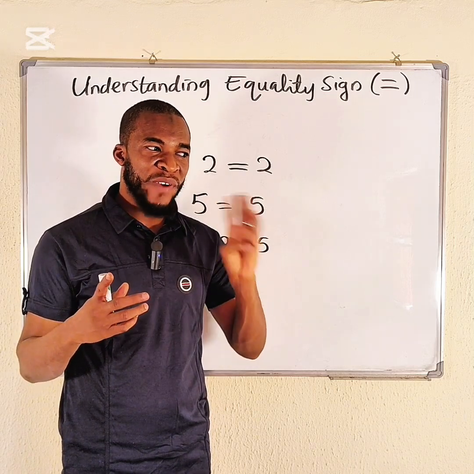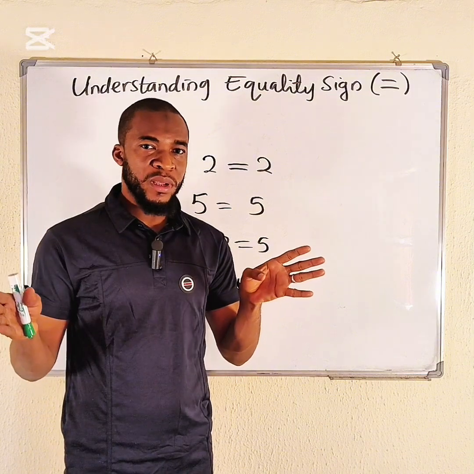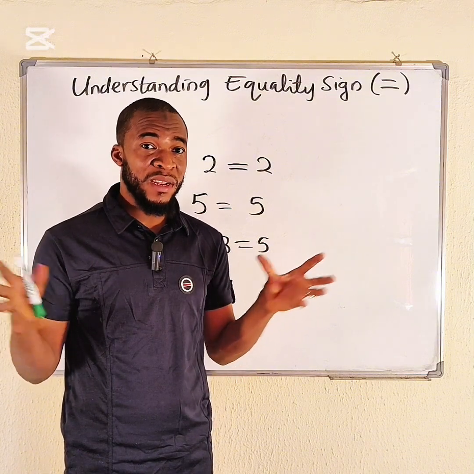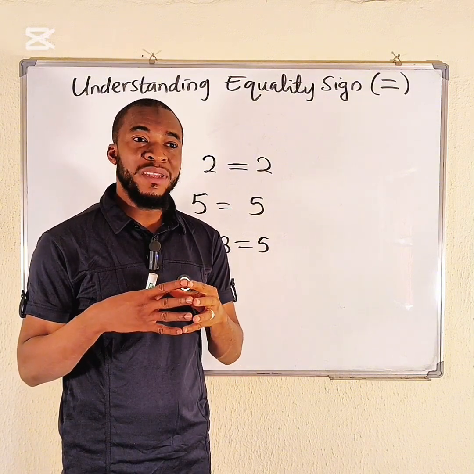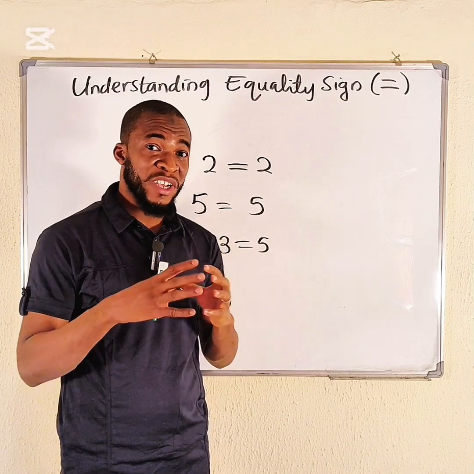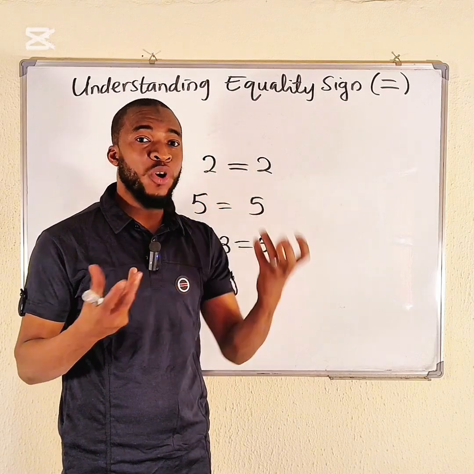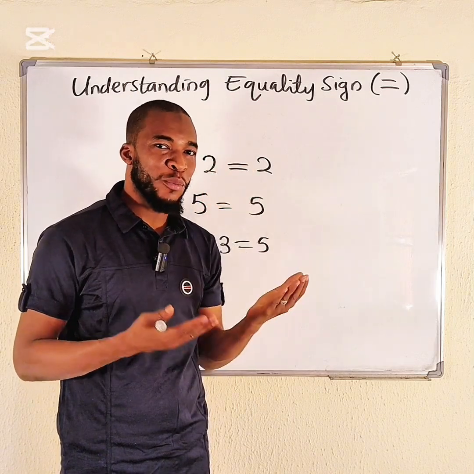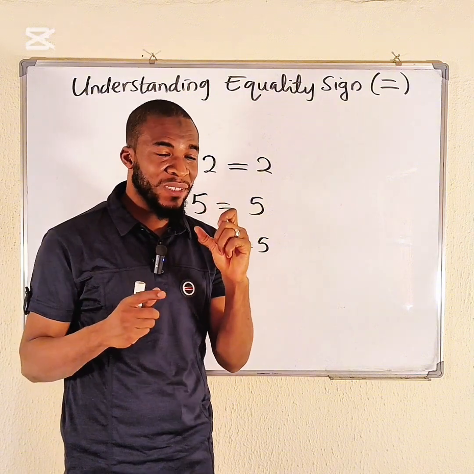If you have 5 boys in a classroom with 5 girls, can you say that they are equal? They are not the same because they are opposite gender, right? But in terms of quantity, they are the same. 5 boys, 5 girls in terms of quantity.